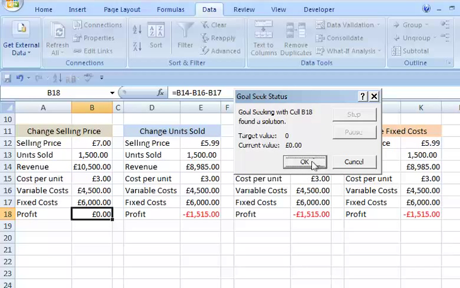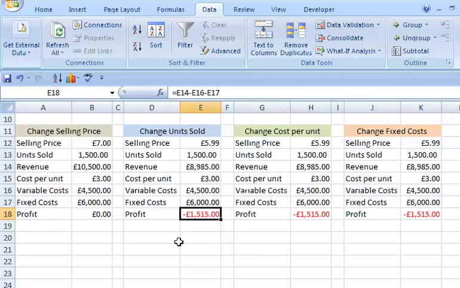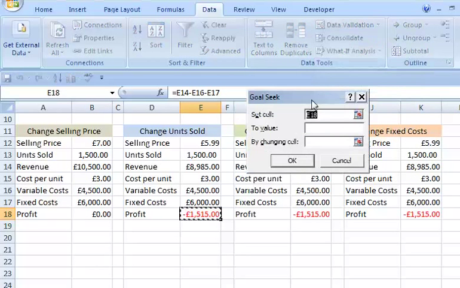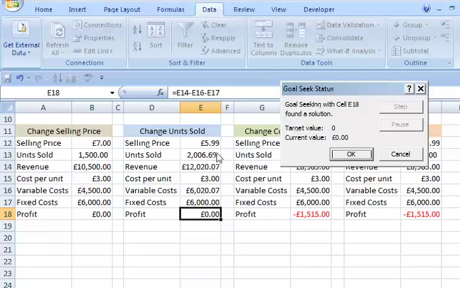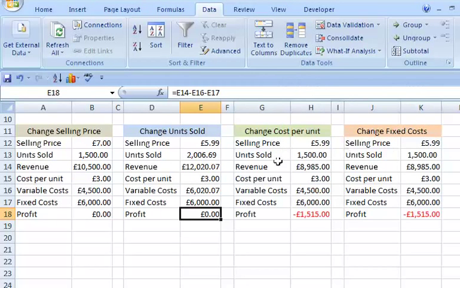Exactly the same principle. I click on the profit, I choose the what if analysis, I go to Goal Seek, E18, that's the one it's highlighted. I want it to be 0. And this time, because I'm looking at changing the units sold, I need to change that one, E13, units sold. I click on OK, and it will change it, and as you can see, I need to sell 2006.69 units. Not going to happen. That will be 2007, because you can't sell 0.69 of a product, not unless you're rather clever.